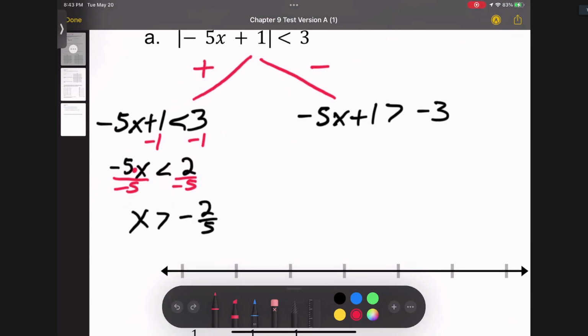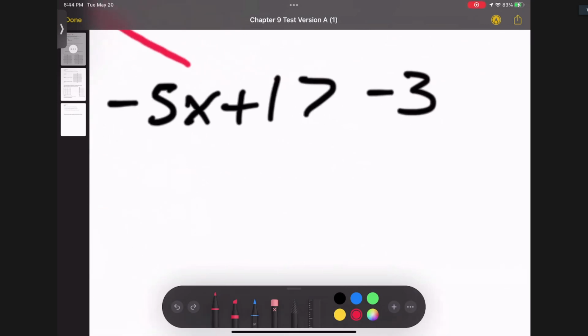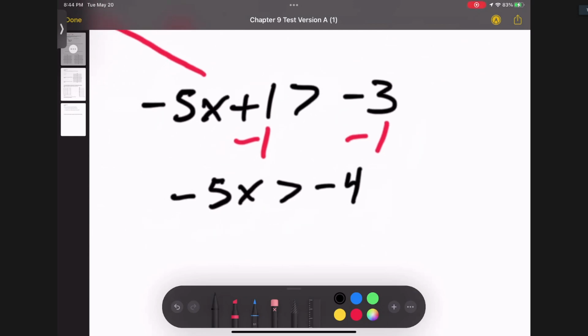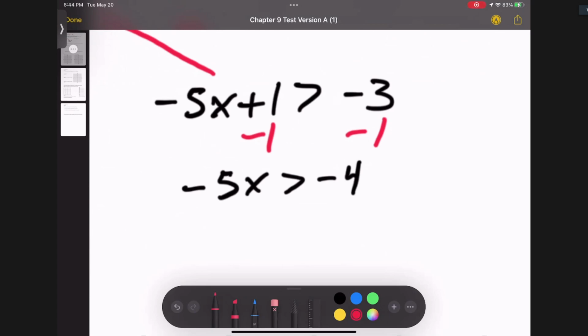Okay, same operations. You're going to see something very interesting. The same operations are going to be happening for the right side as for the left side. Now, same idea. You need to get x by itself. The opposite of adding 1, subtracting 1. Subtract 1 on both sides. We got negative 5x is greater than negative 4. Okay. Now, same operation. The opposite of multiplying by negative 5 is dividing by negative 5.